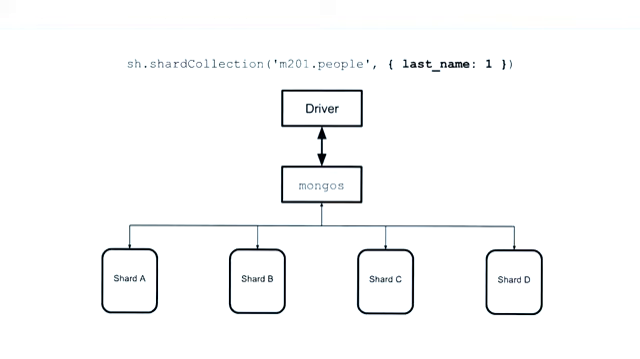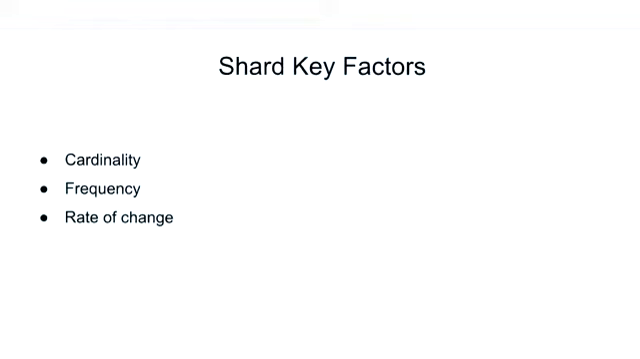Now, in order for our write throughput to truly scale linearly as we add shards, we need to ensure that these chunks are evenly distributed across each shard. To achieve this, there are 3 key things to keep in mind when designing a shard key: cardinality, frequency, and rate of change. Let's take a look at each of these.